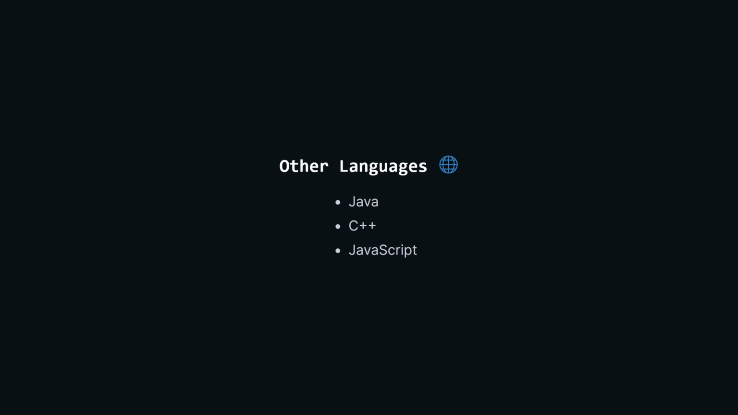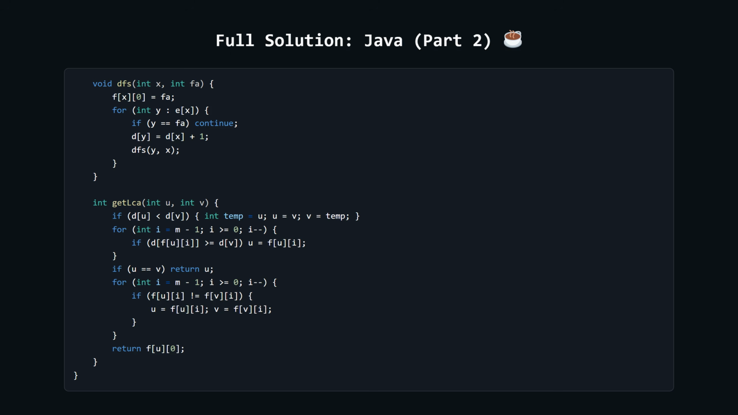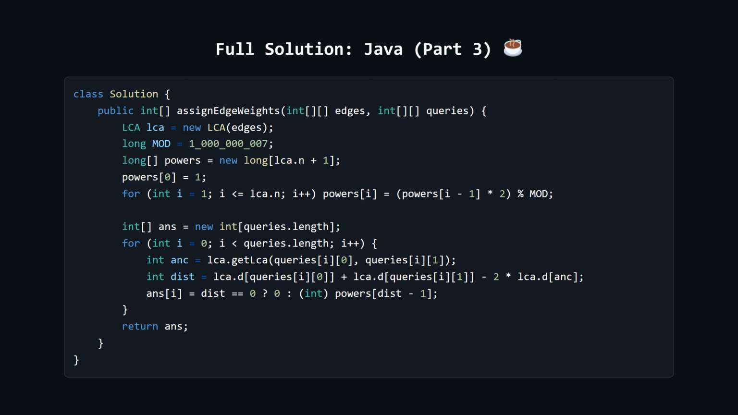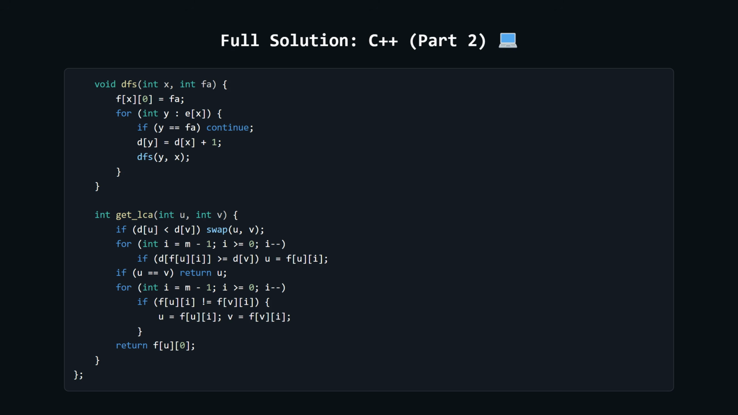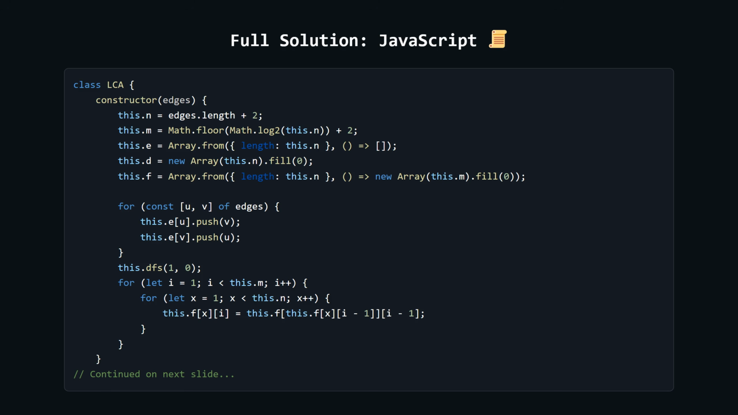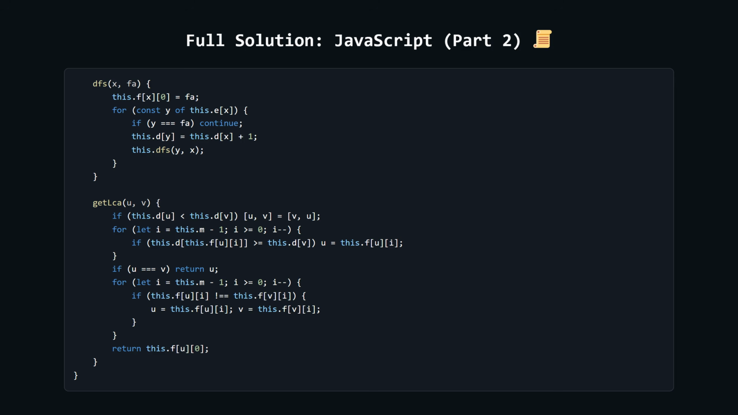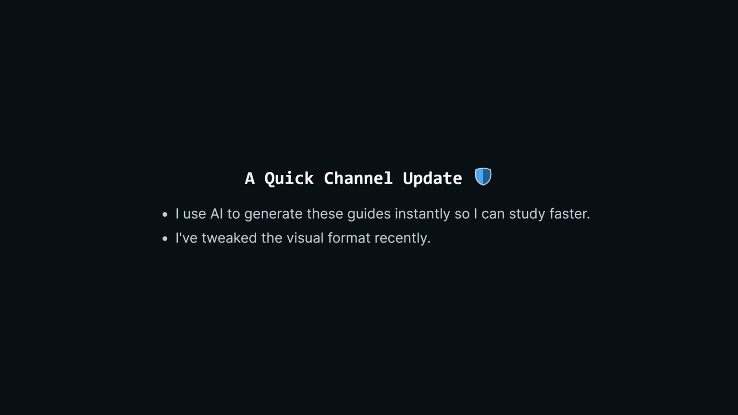As promised, let's take a quick look at the solutions in other popular languages for those who need them. Here is the first half of the Java solution setting up the structure. And here is the rest of the lowest common ancestor logic for Java. Finally, the main class for Java that processes the queries. Next up, here is the initial setup for the C++ version, and the tree traversal and jumping logic for C++, and the final query processing for C++. Finally, here is the setup for the JavaScript version, the traversal and jumping methods in JavaScript, and the main function for JavaScript.